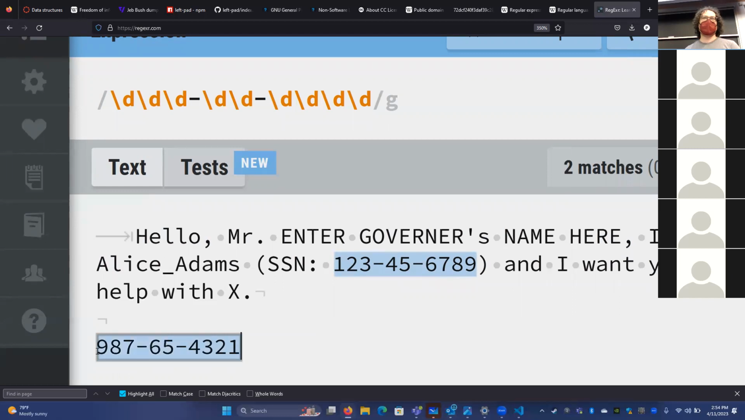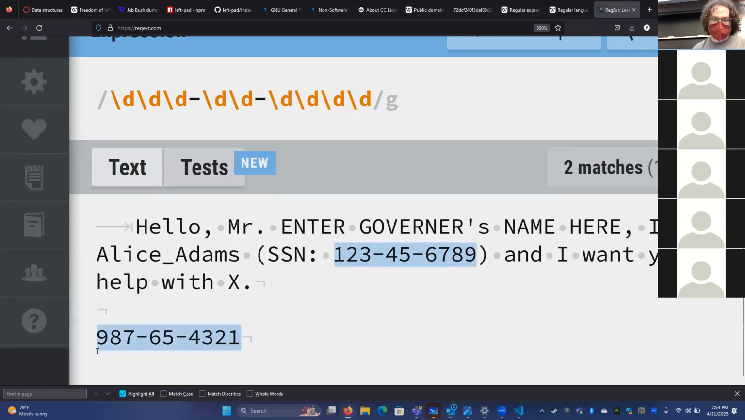987654321, right? And let's go ahead and rotate that. 654321987. I think rotating these is fair. It's a fairly safe way to make sure that these are not going to be anybody's particular number.